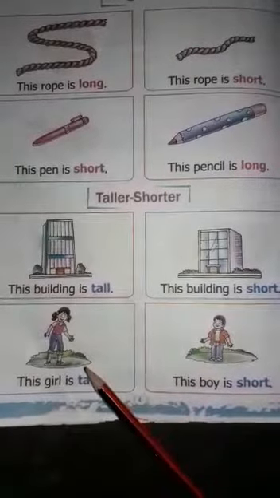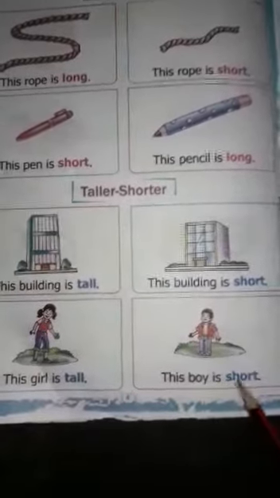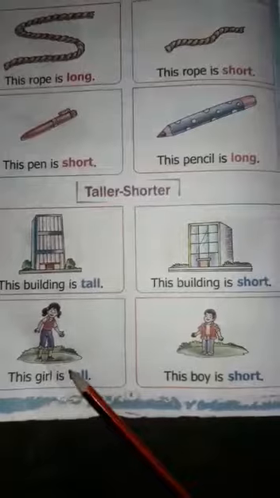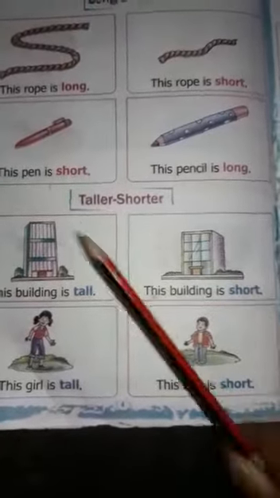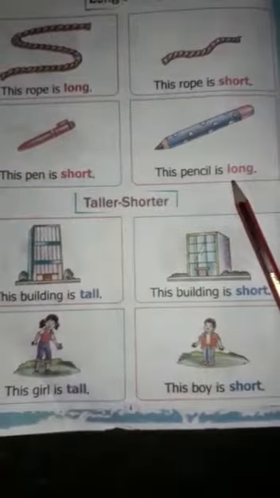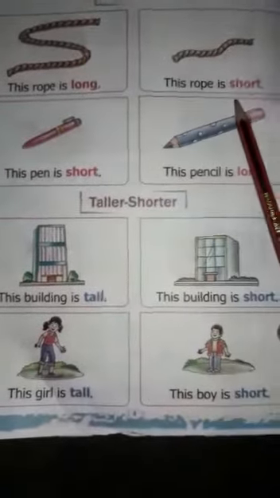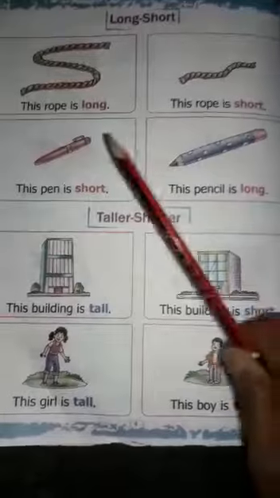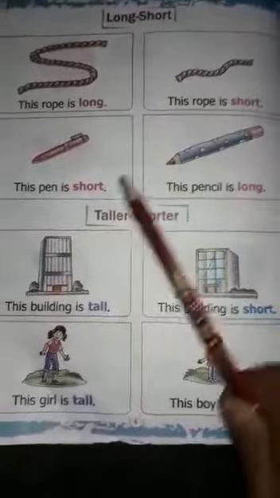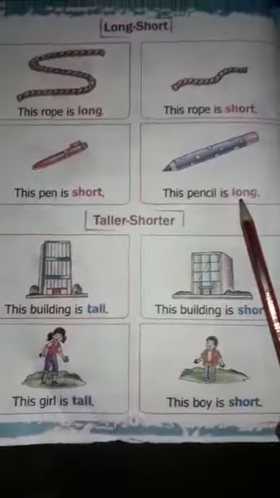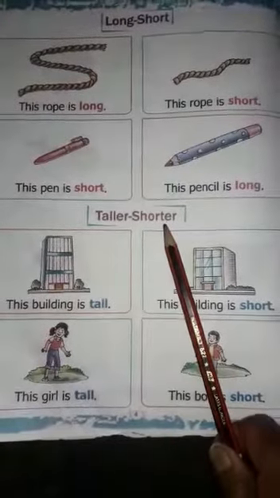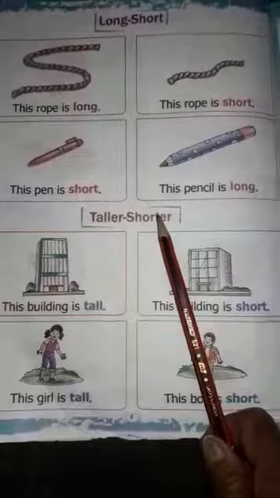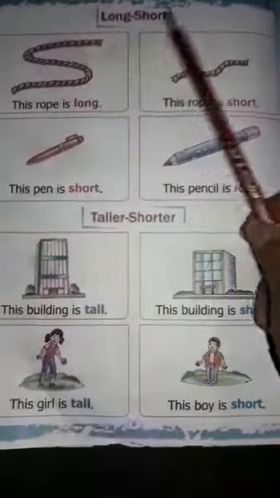ये लड़की लंबी है. And this boy is short. Tall, short, long, short. I repeat once again, long, short, short, long. पहले आप picture को देखिए, taller, shorter, taller, shorter, long, short.